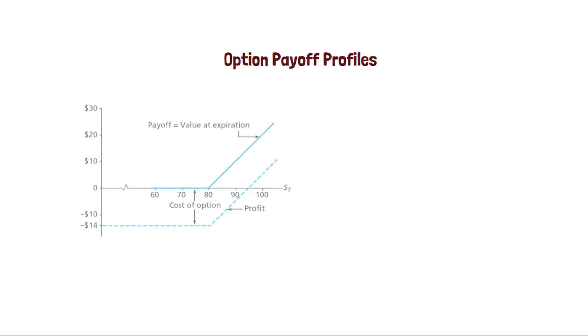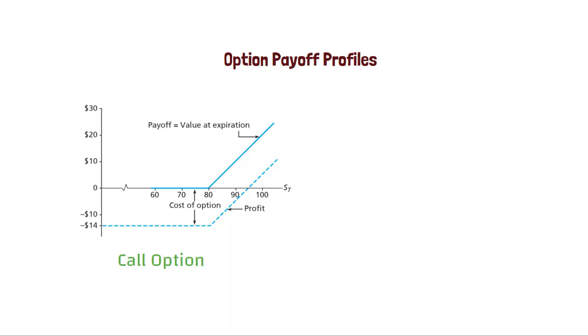As an example, the cost or premium of this $80 strike call option for the buyer is $14. The break-even is when the underlying stock price goes up to $94, beyond which the option holder will continue to make money. Thus, the maximum profit the option holder can get is unlimited, but the maximum loss is limited by the premium, which is only $14.